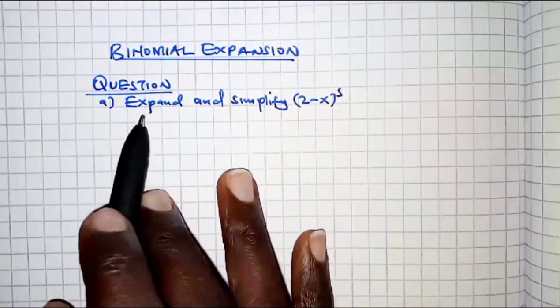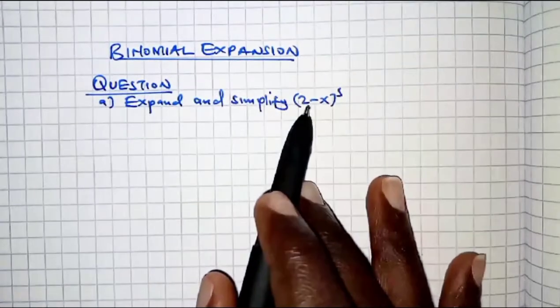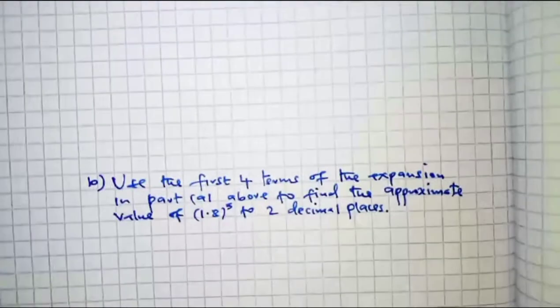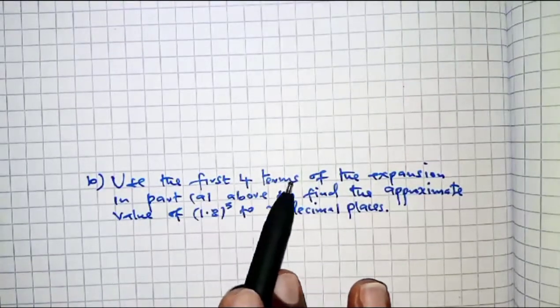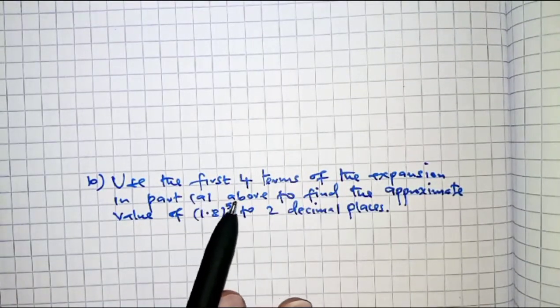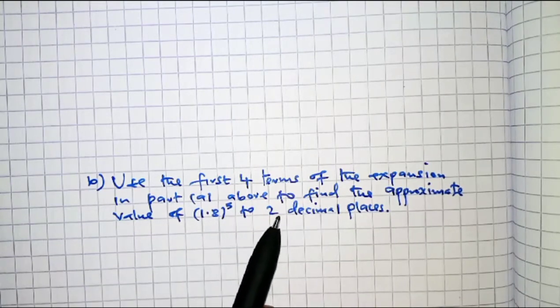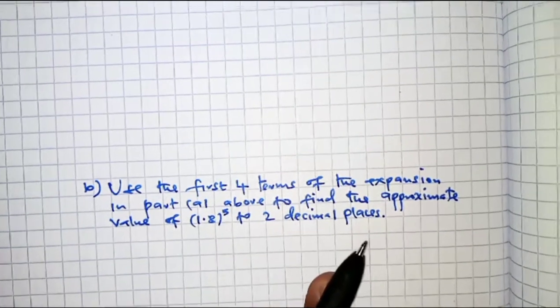The question today is on binomial expansion, and the question reads: expand and simplify (2 minus x) raised to the power 5 for part A. Part B reads: use the first 4 terms of the expansion in part A above to find the approximate value of 1.8 raised to the power 5 to 2 decimal places.